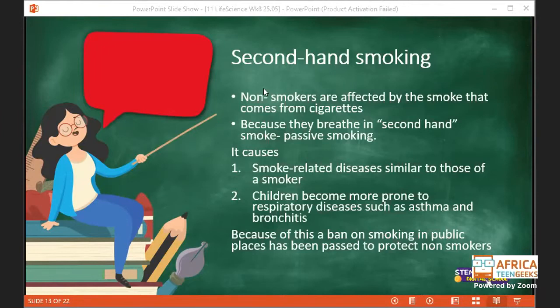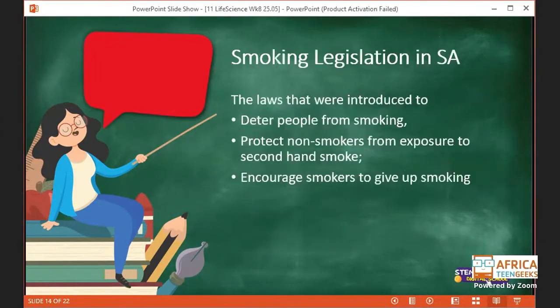So we're just going to look at some of the laws. So smoking legislation in South Africa with regards to smoking. The laws that were introduced to deter people from smoking, as I said, guys, you are discouraged from smoking. Even in this lockdown, smoking is very much discouraged. It is also to protect non-smokers from exposure to secondhand smoke, and it is to encourage smokers to give up smoking. And I guess the reason why it is prohibited now as well is also to intensify the encouragement of smokers to give up their smoking. Okay.